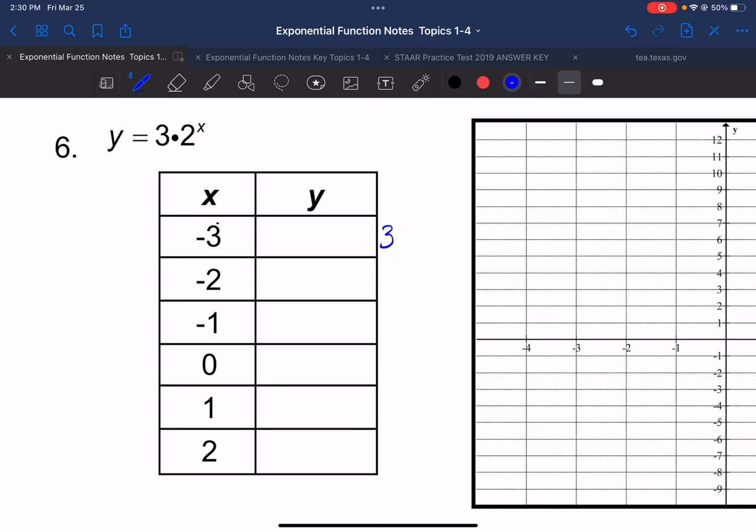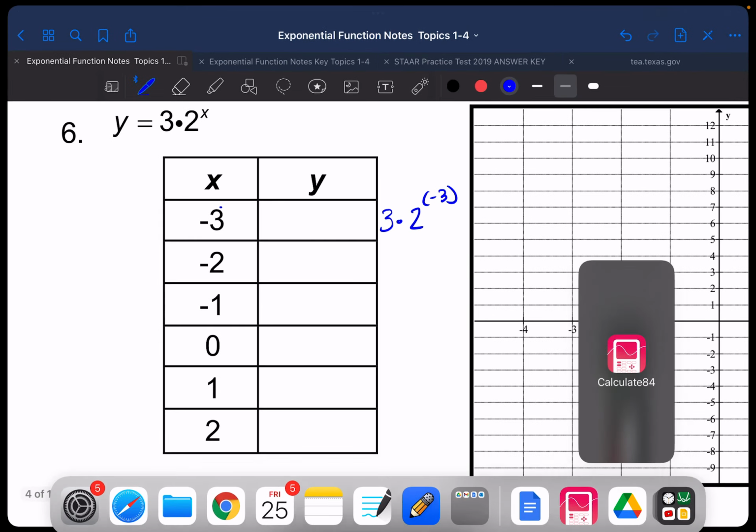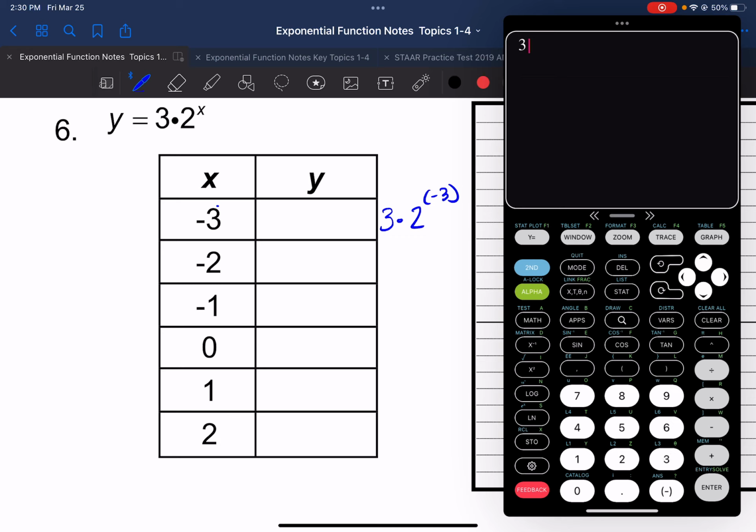When I do that, it's actually 3 times 2 to the power of negative 3. And we can just plug this into my calculator real quick to see what I get. So 3 times 2, in parentheses, to the power of negative 3. Press enter. I get 0.375. So that's how we got that answer there.